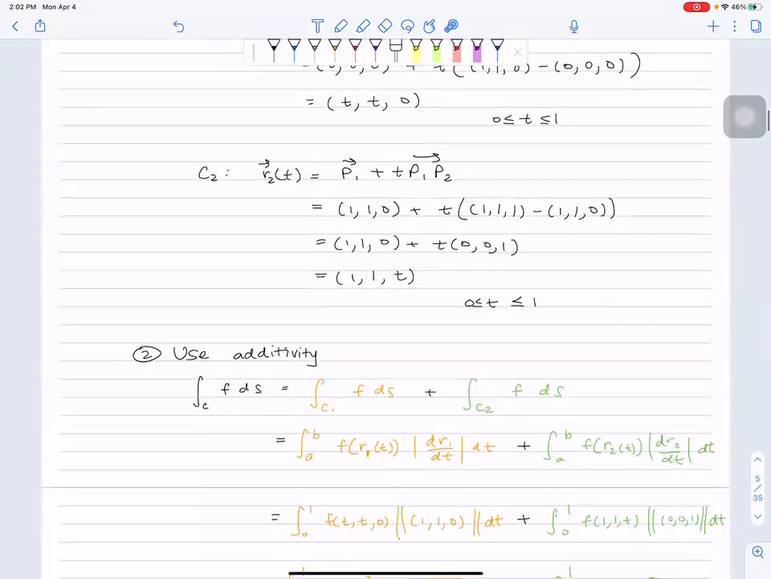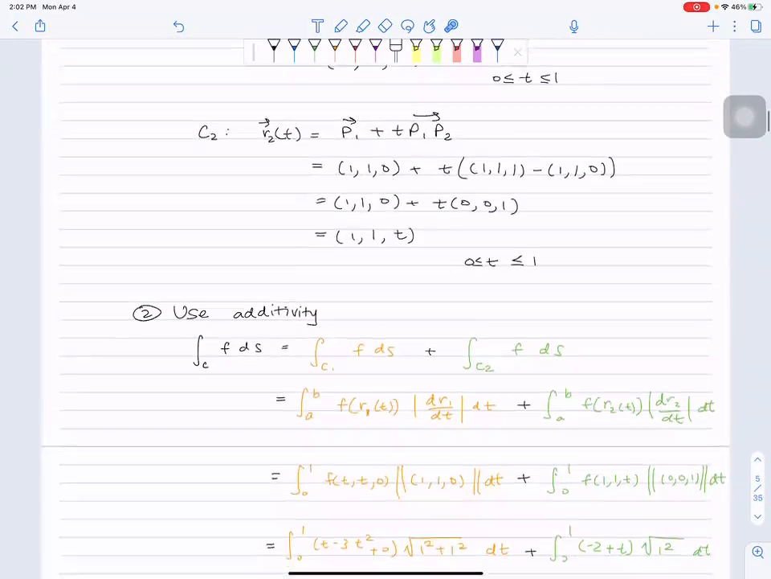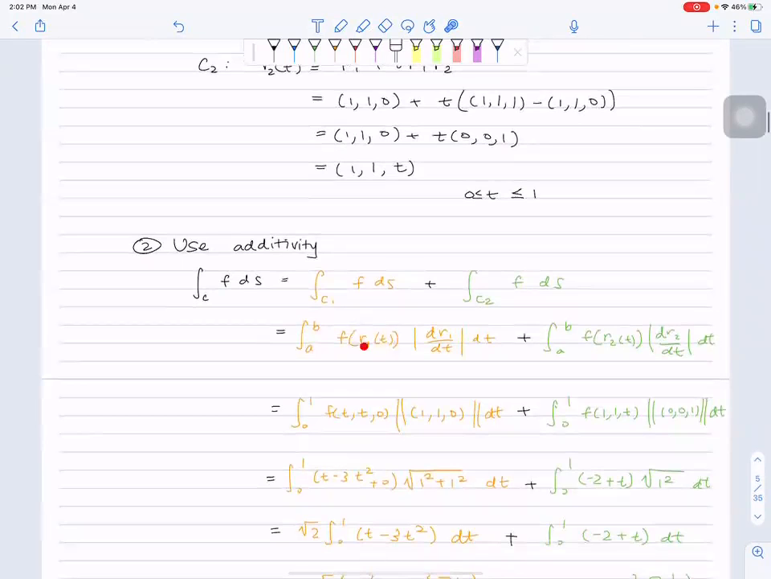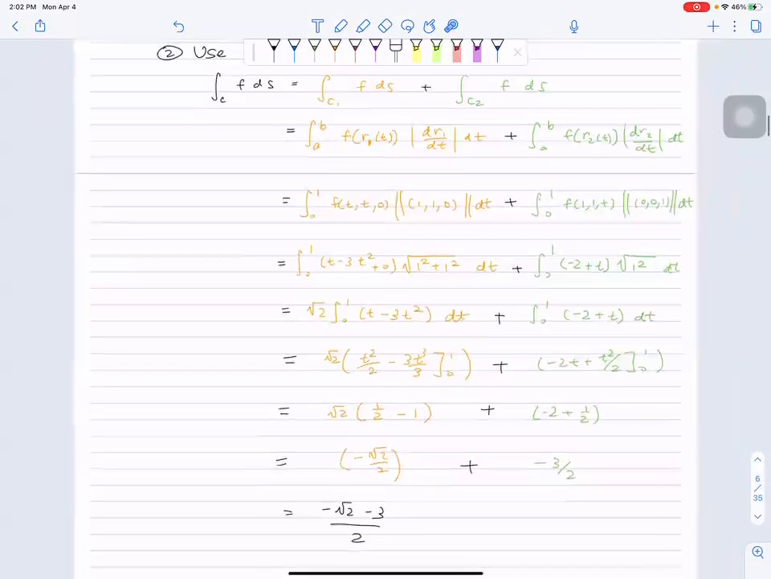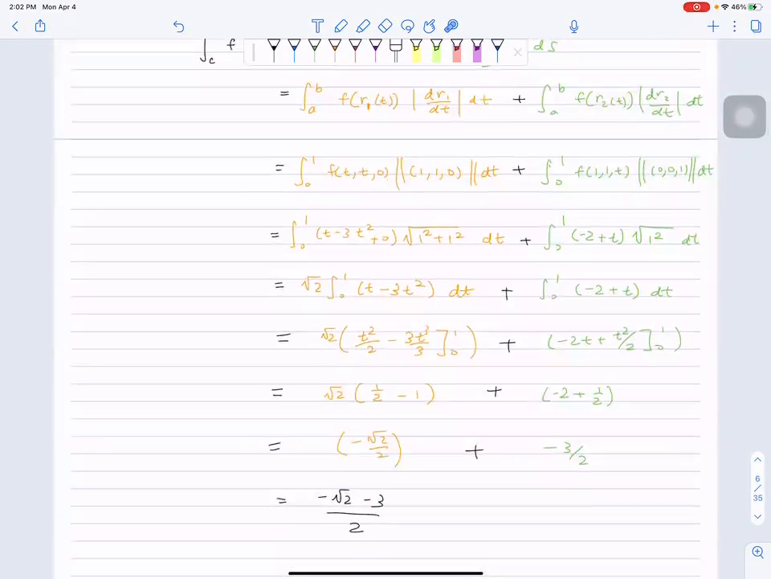Then we use additivity. So using our parameterizations, we plug into our formula. So you have the integral of f ds, where for f you plug in your parameterization, times the magnitude of the derivative, dt. And we do the same thing for the second curve. And we can simplify and get our final answer. Any questions on how this concept works?